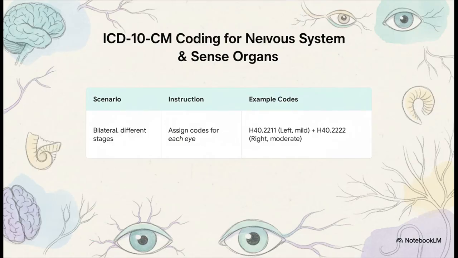And here's a fantastic example of why all that detail matters so much. Let's say a patient has glaucoma in both eyes, but it's mild in the left and moderate in the right. You can't just use a single bilateral code. You have to use two separate codes to capture those different stages. And this isn't just for billing. It reflects the clinical reality that each eye might need a completely different treatment plan.